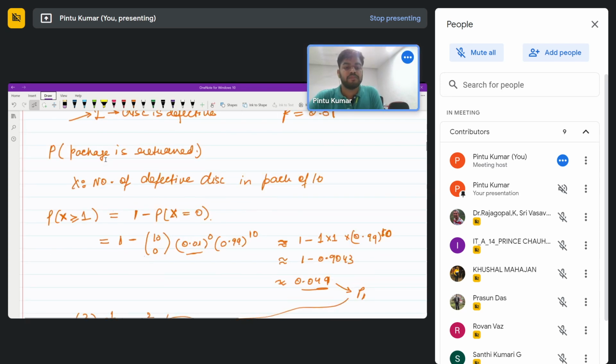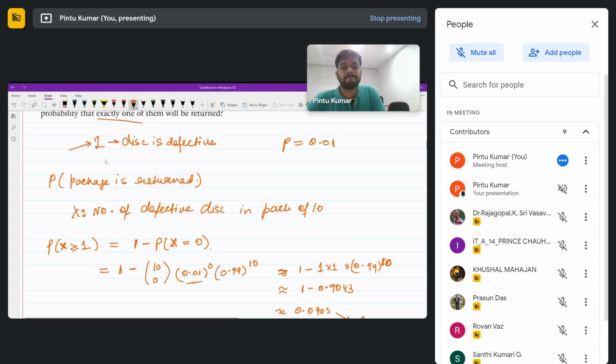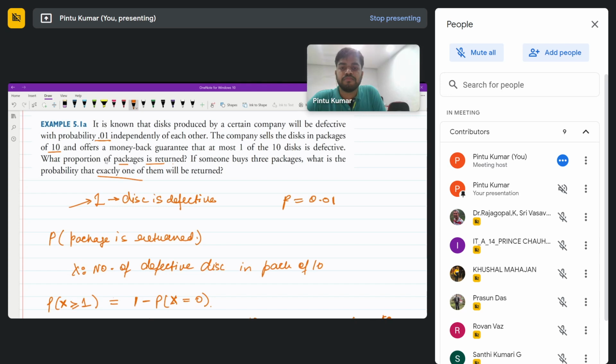Yeah. So that is basically the probability that one is defective. That means one package is defective. Let us see it that way: what is the probability that one pack is defective out of three. So three combination one, whatever, the last part. Before that part, how to define that one packet is defective? They're telling the probability that a disk is defective. They already told clearly that if any one disk is defective, it will be a defective pack, because they don't allow even one defective.